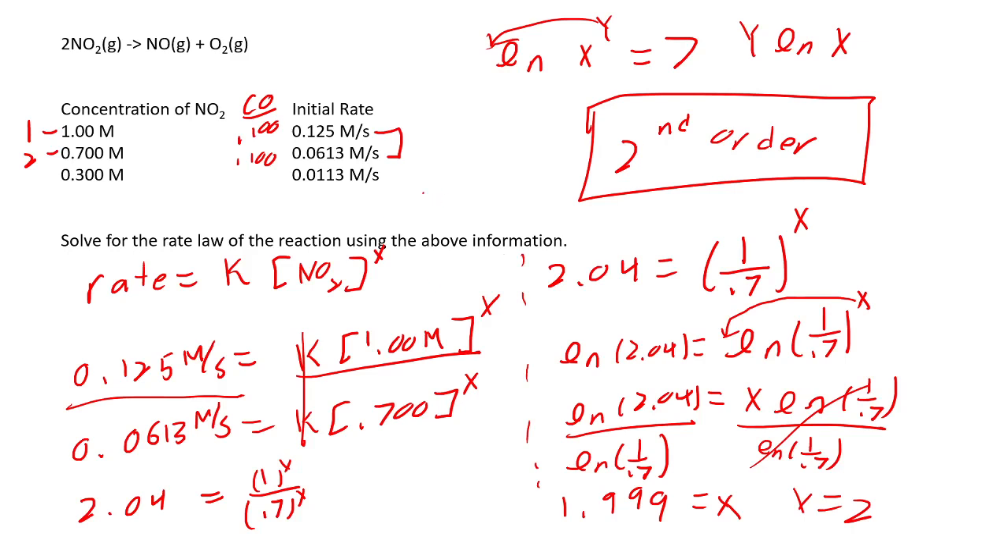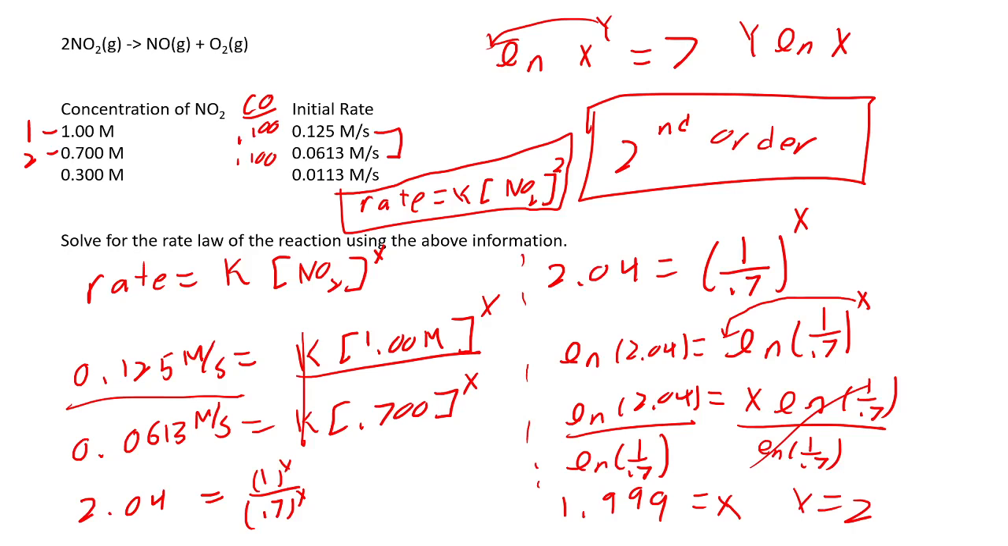So, okay, the problem actually asked for the rate law, so that means rate equals k times NO2 squared. So this is the version if you want to do it this way. Another thing we can do is the problem might have it where it wants you to solve for k. Well, then you can take any of your experiments and plug them in. So I can plug in 1 molar for concentration and square it, and I can plug in 0.125 as my initial rate and solve for k.